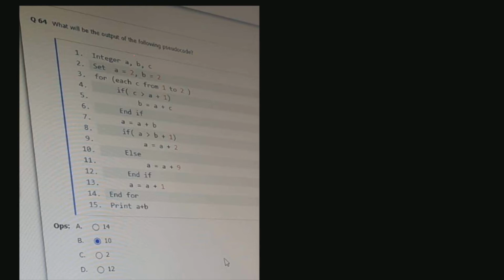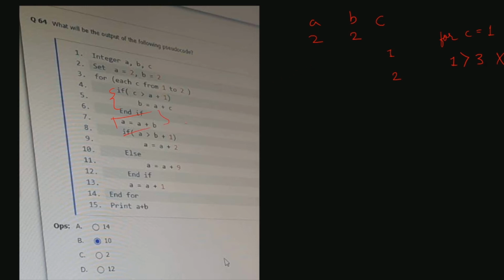Next question. Integers are given as A, B, C. A equals 2, B equals 2. For each C from 1 to 2, the loop will run for 2 times. If C is greater than A plus 1: for C equals 1, if C, that is 1, is greater than 2 plus 1, which is false, so this statement will not run, and we will run this A equals A plus B.